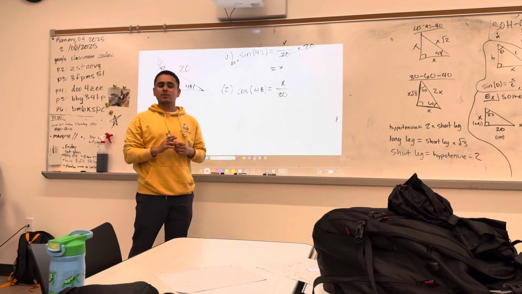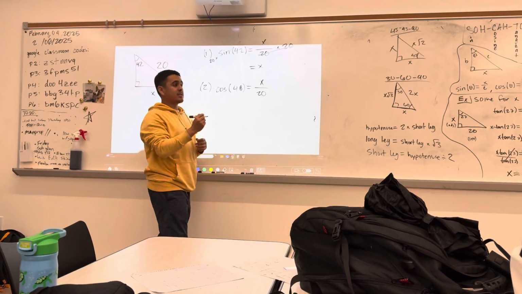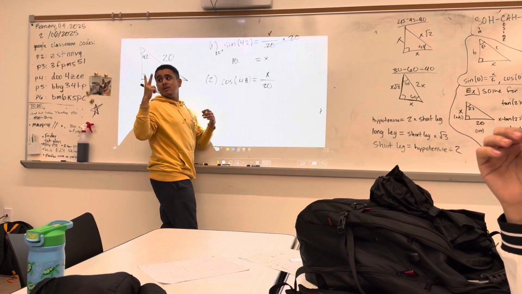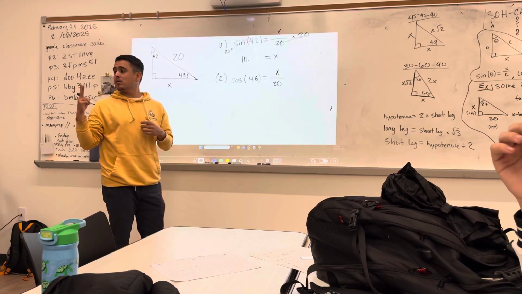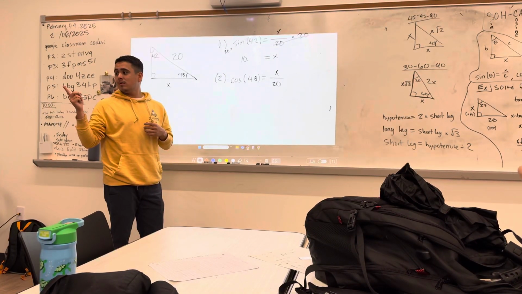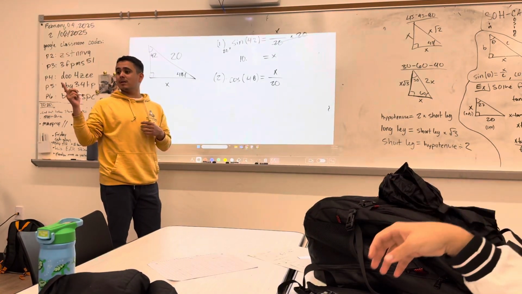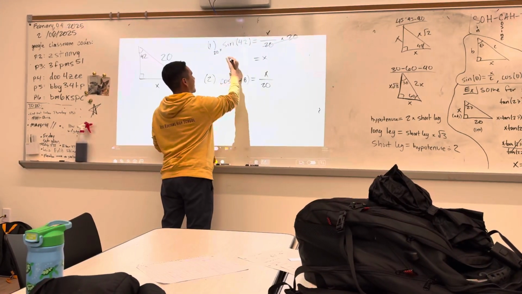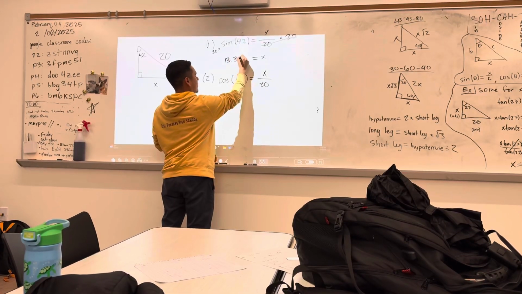Can someone tell me what the answer was there? 10.3. Can you give me a second decimal? Rounded to the second decimal, what would it be? What'd you get? 13.38. Can someone else verify? 13.38. So it should be 13.38.